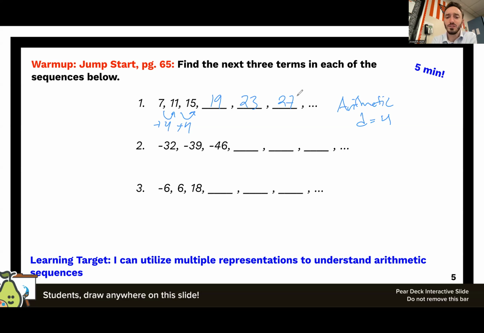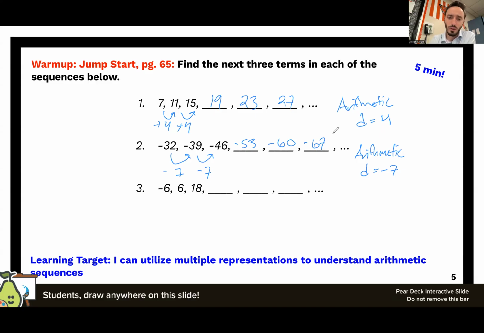If I look at negative 32 going to negative 39 and then negative 39 to negative 46, what I'm going to notice here is I could think of adding negative 7, or I could think about just losing 7 directly. So this is also an arithmetic sequence. But what I'm going to see here is that my common difference is a negative number. That's the thing that I'm adding over and over again. So if I go from negative 46 to the next term, it's going to be whatever negative 46 minus 7 is. And that's going to give me negative 53. Negative 53 minus 7 is negative 60. Negative 60 minus 7 is negative 67. And then I got those figured out.